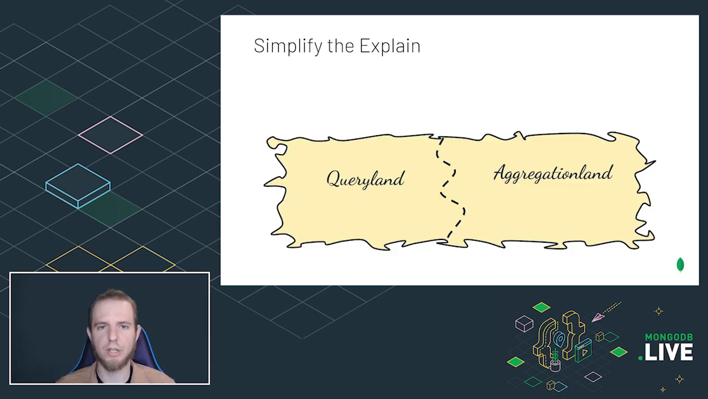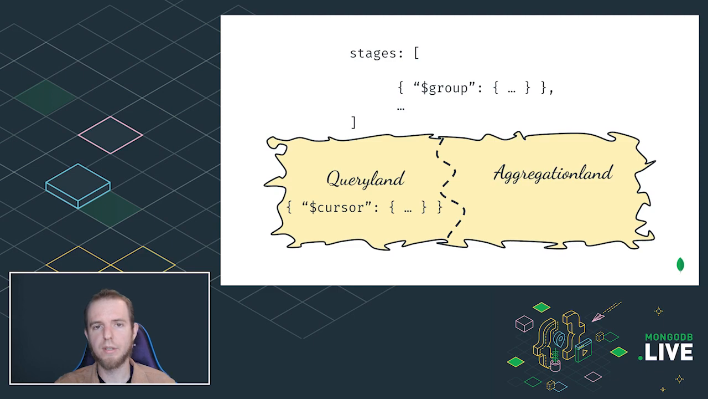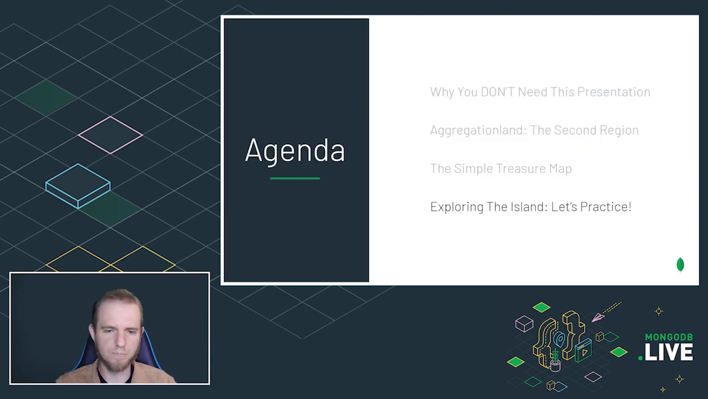So what does that actually look like with our little visual from a while ago? If we want to simplify the explain, we're going to focus in on the stages themselves. And again, we're going to take this first entry, which is always going to be $cursor, and we're going to mentally put that over in Queryland. Then we're going to take any remaining stages that are listed in here, and we're going to push all of those into aggregation land. And so what we end up with is just an array of stages where the first one is in Queryland, the remainder of them are in aggregation land.